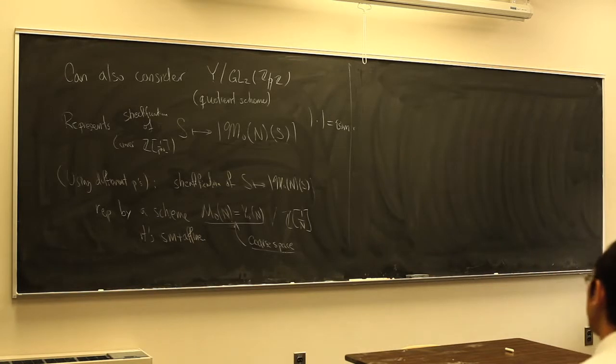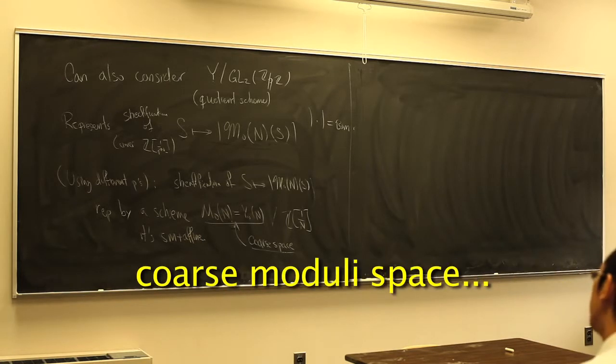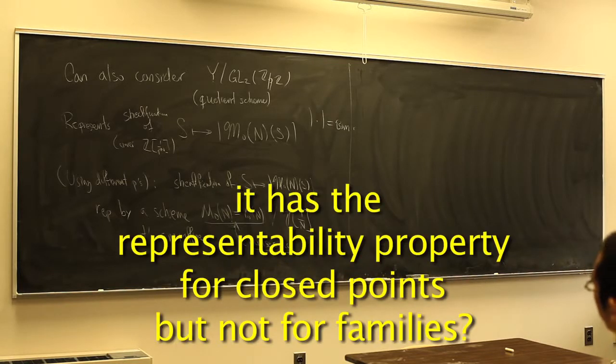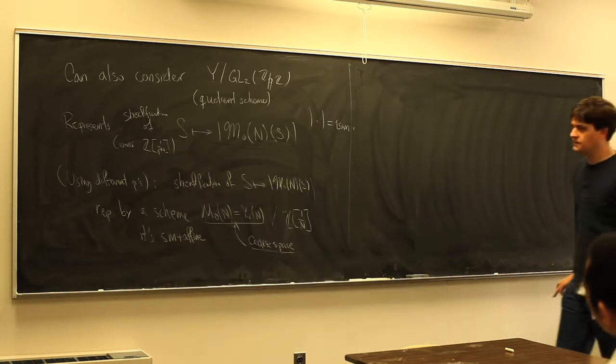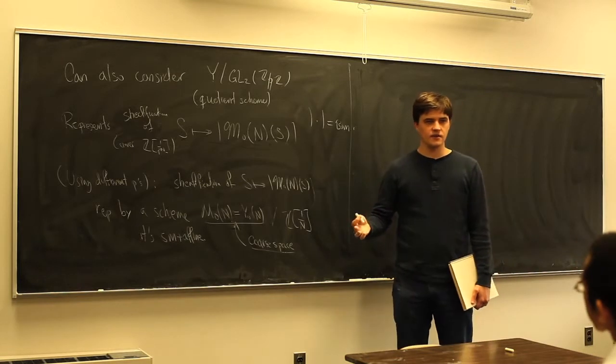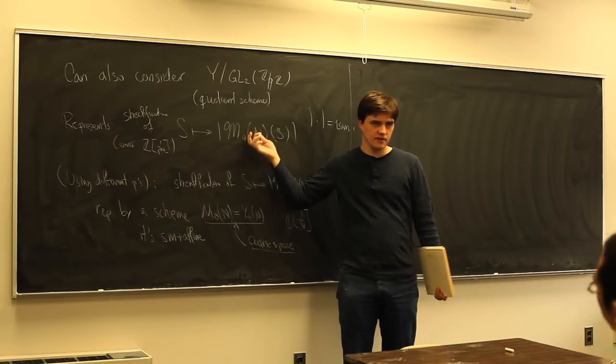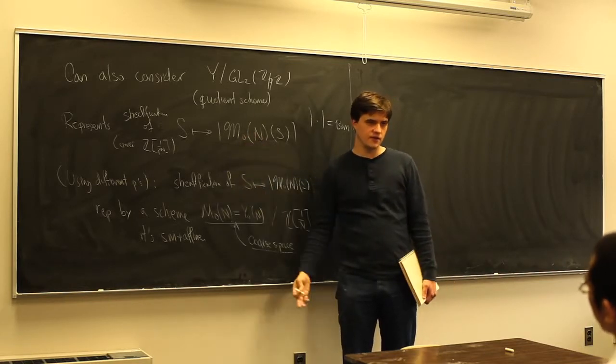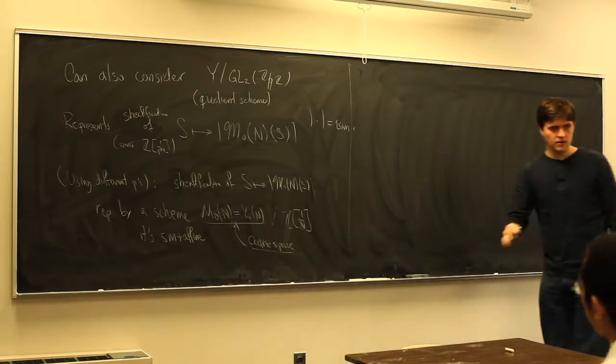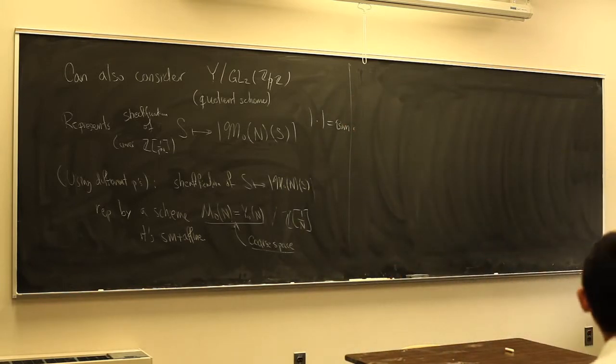Yes? Well, no, I'm saying if you have any stack, you can consider this functor, right? Take the isomorphisms and then sheafify it. And I'm just saying that the coarse space is the scheme that represents that, if it exists. Okay. And then I was saying that on closed points, on points over an algebraically closed field, they agree.